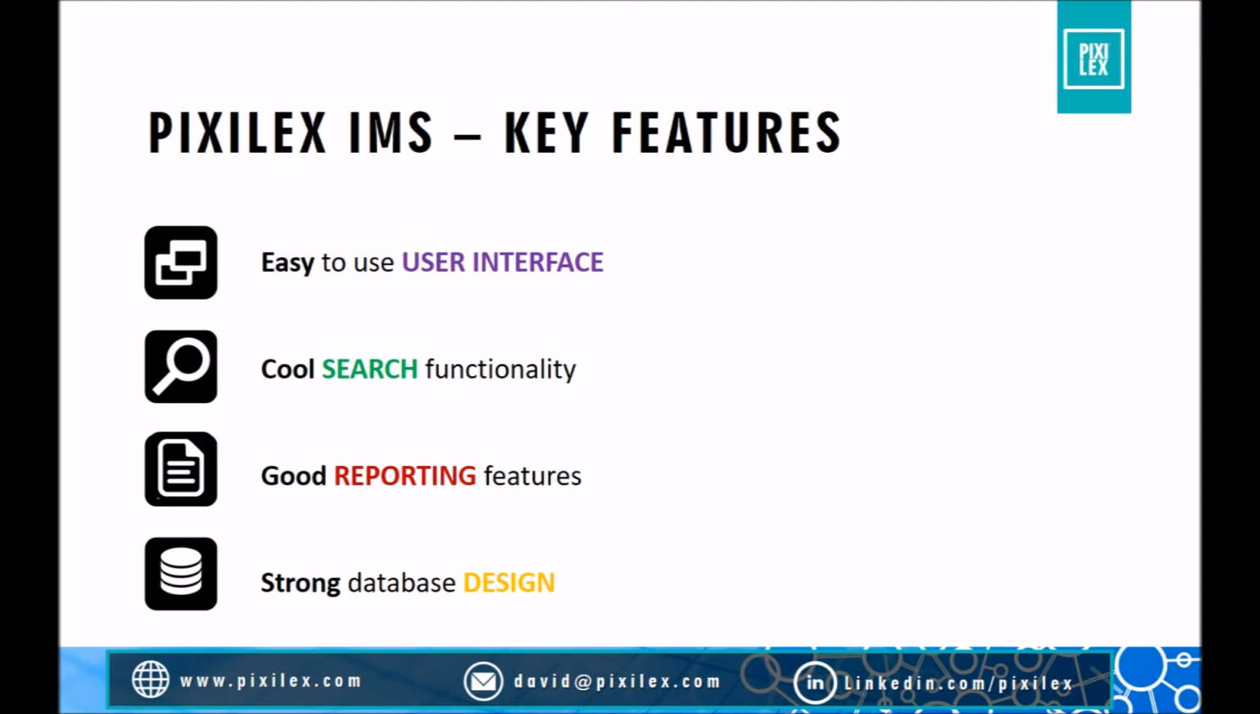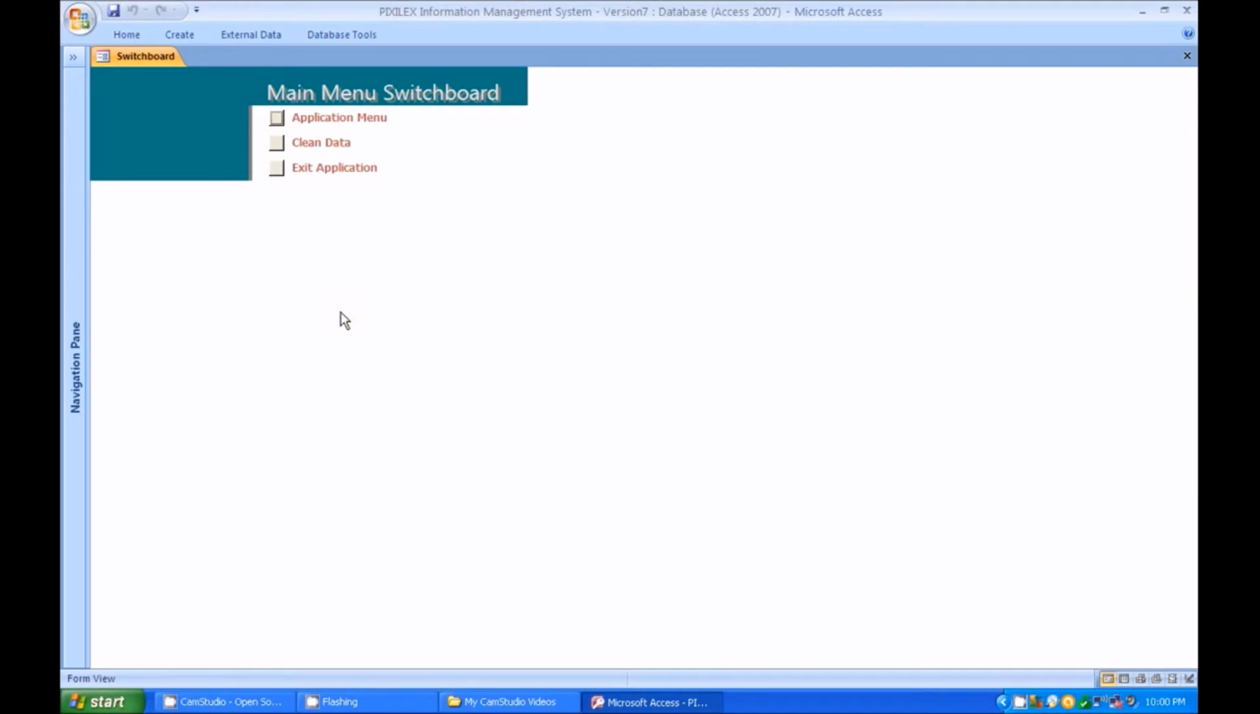Now, let's go into Pixilex IMS and look at what the tool enables you to do. This is the first screen in the tool. This is the main menu switchboard. As you can see here, we have the application menu, clean data, and exit application. The application menu takes you to the option selection screen.